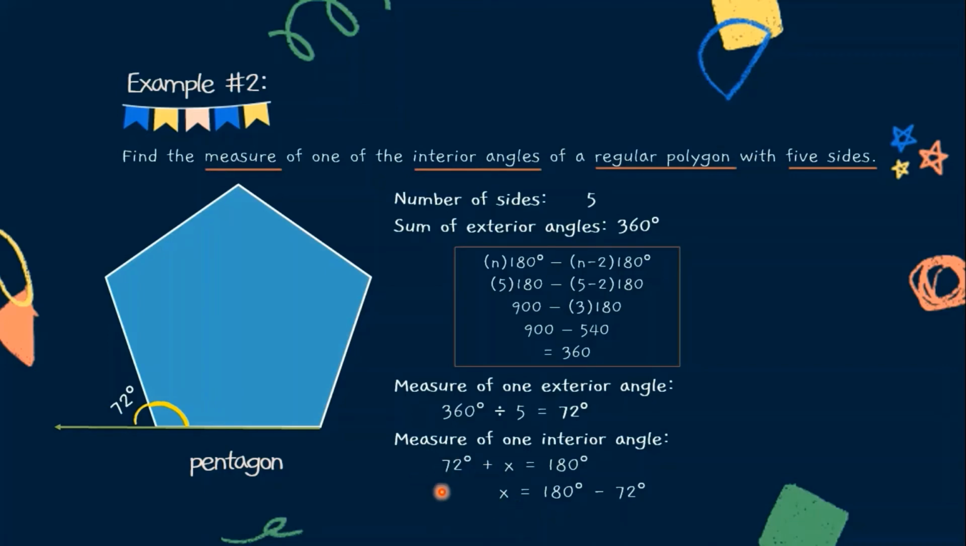Transpose natin yung 72 degrees dito sa right side kasama ng ating constant na 180 degrees. Naging minus 72 siya dahil 72 degrees here is positive. If we transpose it to the other side, magbabaliktad yung kanyang sign. So, from positive, maging negative siya. Performing the operation, x is equal to 108 degrees dahil 180 minus 72 is equal to 108. Therefore, itong ating interior angle ay 108 degrees.